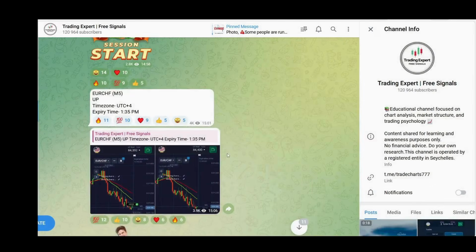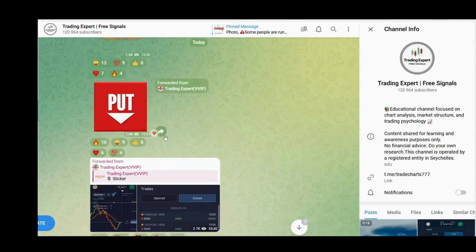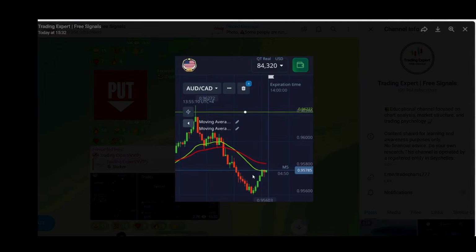Now let's move on to the second trade, which we provided on AUDCAD for a downside move in the VIP group. Let me explain the trade. You can see there was a downtrend, and if you notice, there was also a resistance level. A moving average was present as well. That's why we provided a signal for the downside move, and this was a clear win.